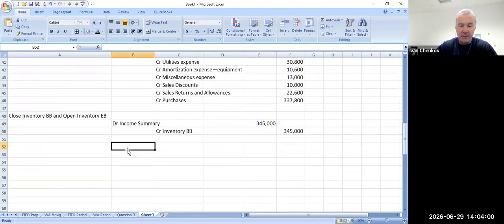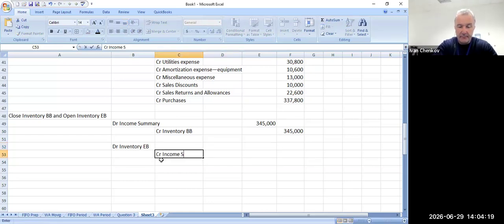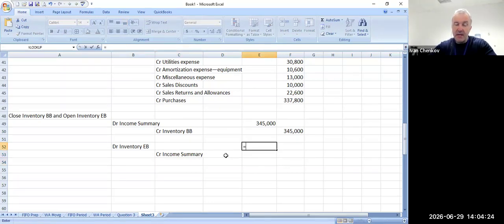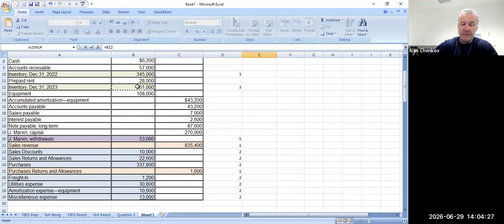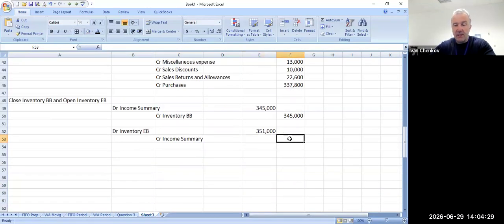And now we have to open it. We have to debit inventory, sorry, that will be ending balance here. And we have to credit income summary. So the ending balance that I have to have at the end has to be 351, and income summary is going to take the same amount. And we're done with this.